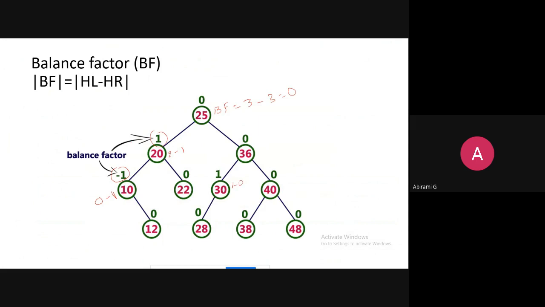So this is how we find the balance factor for each node in the AVL binary search tree. We call this tree an AVL tree because each node has a balance factor of either 0, 1, or minus 1. So this is the AVL tree. Now let us discuss how to construct an AVL tree.